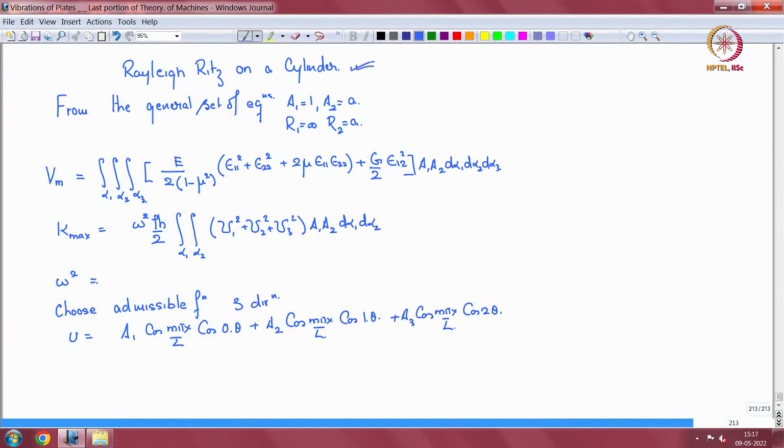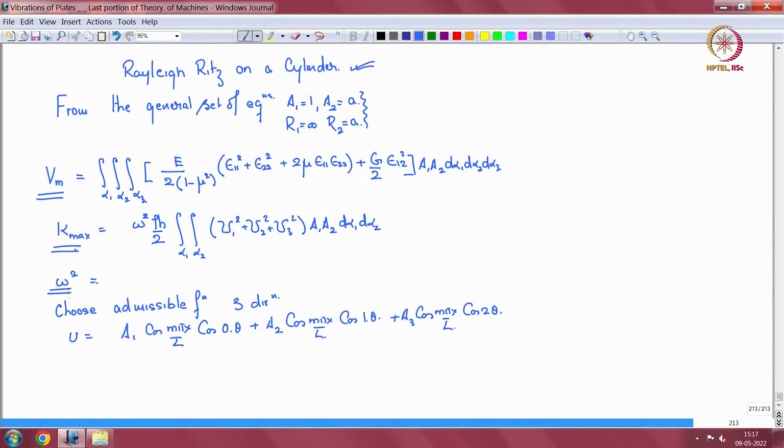So, as before, if you compute your specified equations from the general set by using these A1, A2, R1, R2 parameters, you will get your stresses and strains appropriate for the cylindrical shell. Then you can form the Vmax function, and you can also form the kinetic energy max function, and then the Rayleigh quotient, and do your differentiations.